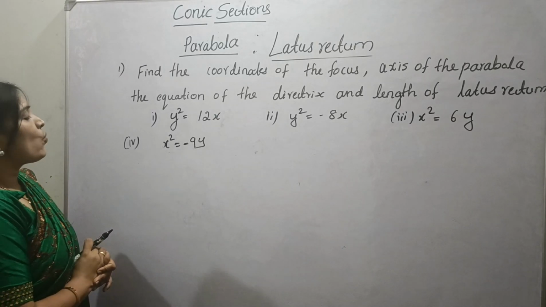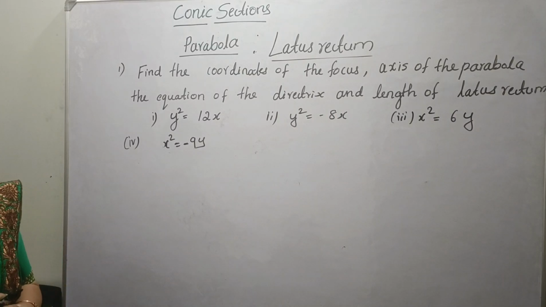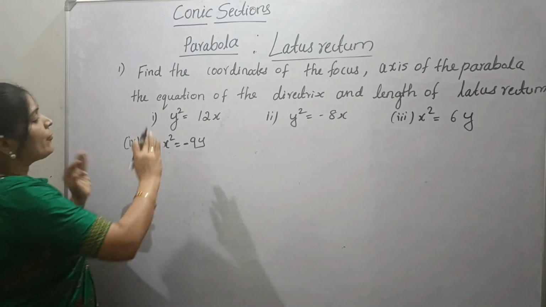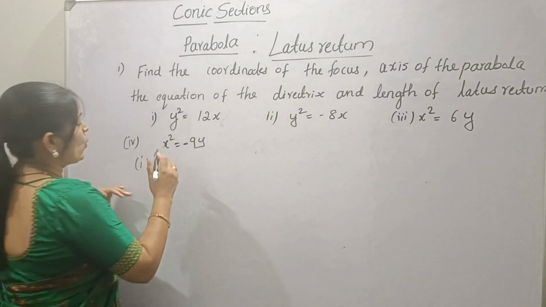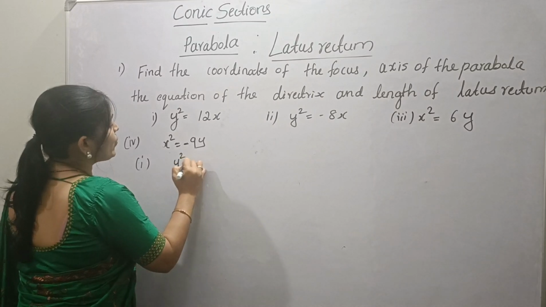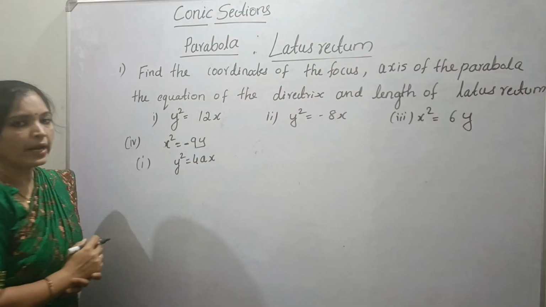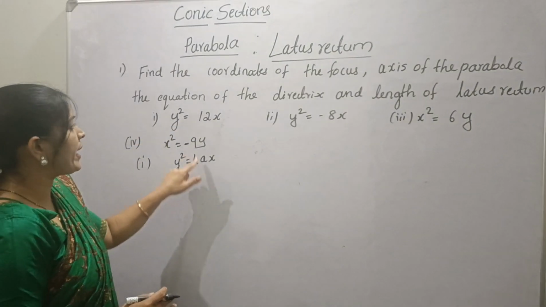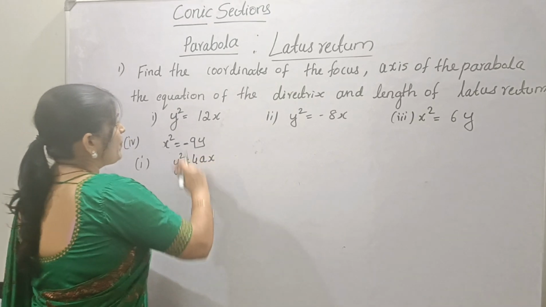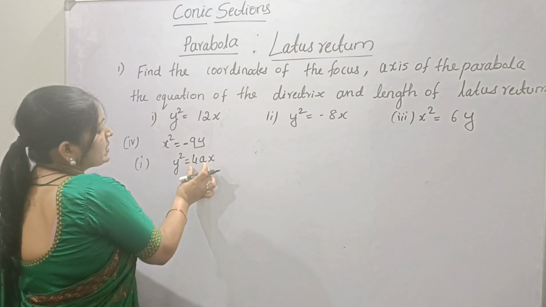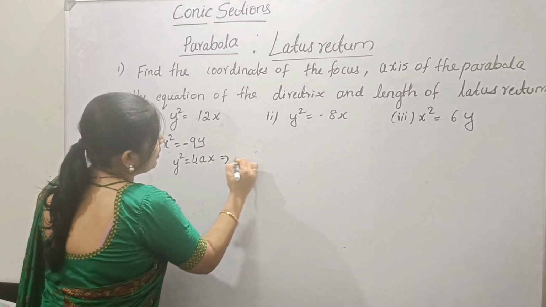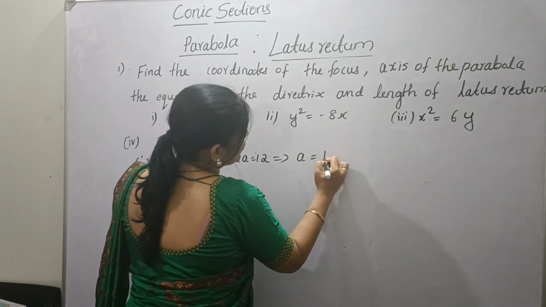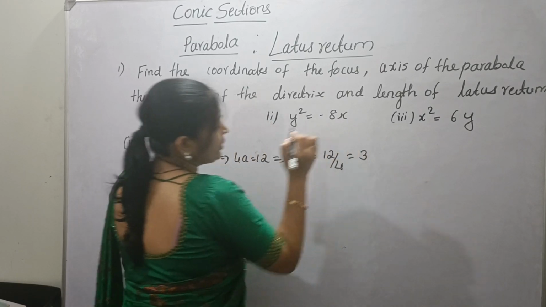The first one is y square is equal to 12x. Listen carefully. It is of the form y square is equal to 4ax, right? That means 4a is equal to 12. Compare these two equations so that you will get 4a is equal to 12. That implies a is equal to 12 by 4, that is equal to 3.